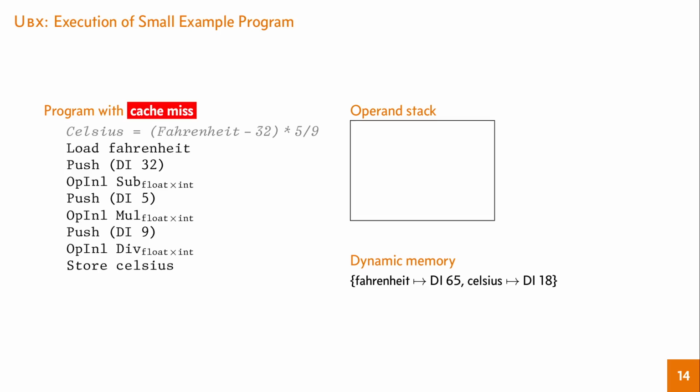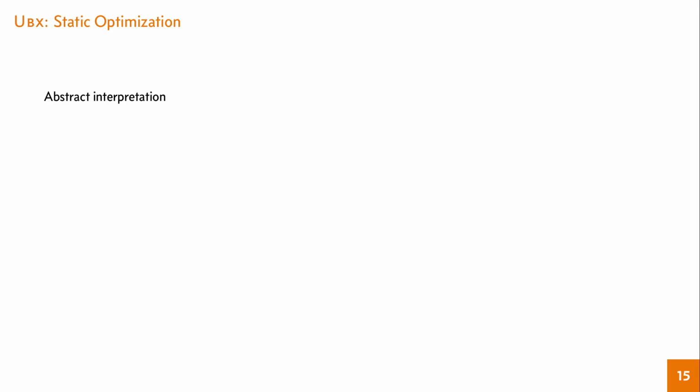So the remaining question is how to optimize a program to take advantage of this unboxing. For that, we use a static optimization pass that performs an abstract interpretation, computes the types of the operands that will be placed on the stack at runtime, and replaces the instructions with an unboxed variant whenever possible.